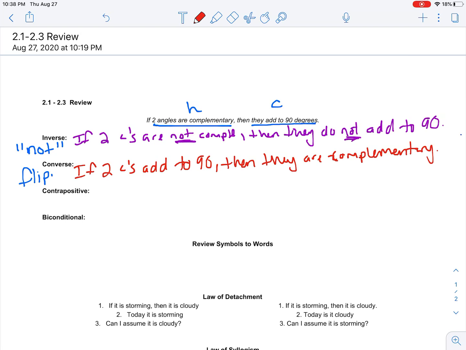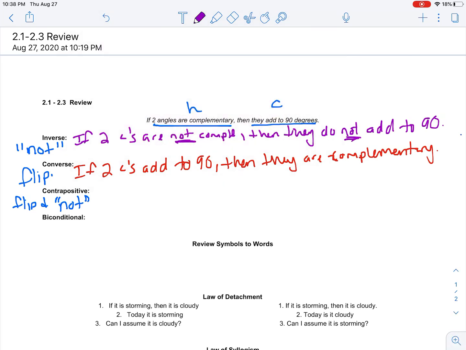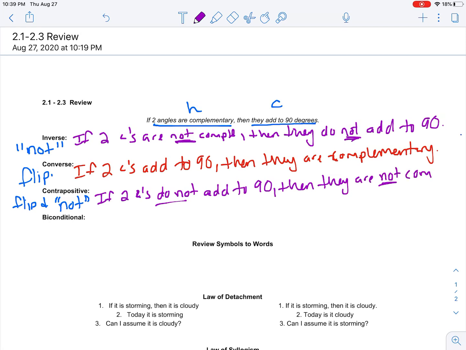Contrapositive. What do we do for the contrapositive? We flip it and add not or negate it. What's that going to sound like? Remember, come from your original statement, so we're going to flip it and add not. So if two angles do not add to 90, then they are not complementary.